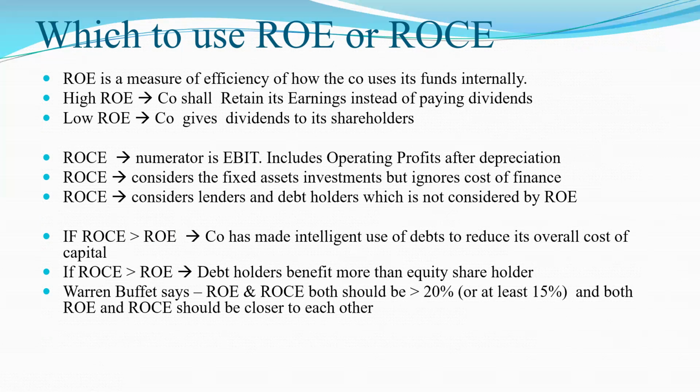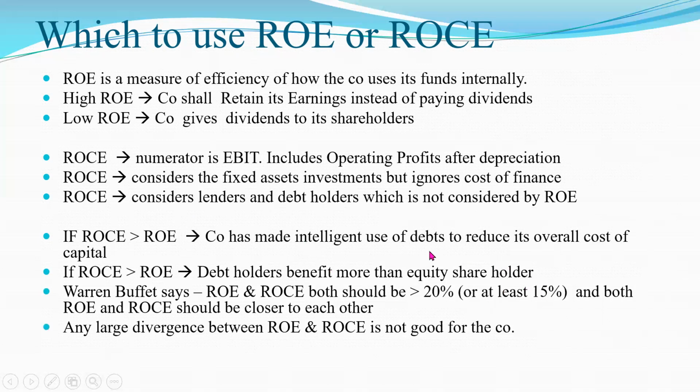If it is above 18-20, then such companies, as per Warren Buffett, are very good. As per Peter Lynch, it is around 17. So anything above 15, 17, 20, you can consider to be good. If there is a divergence between ROE and ROCE, normally ROE will be more and ROCE less. In such scenarios, you should understand that there is some amount of money on loans and the company is finding it difficult to pay back.